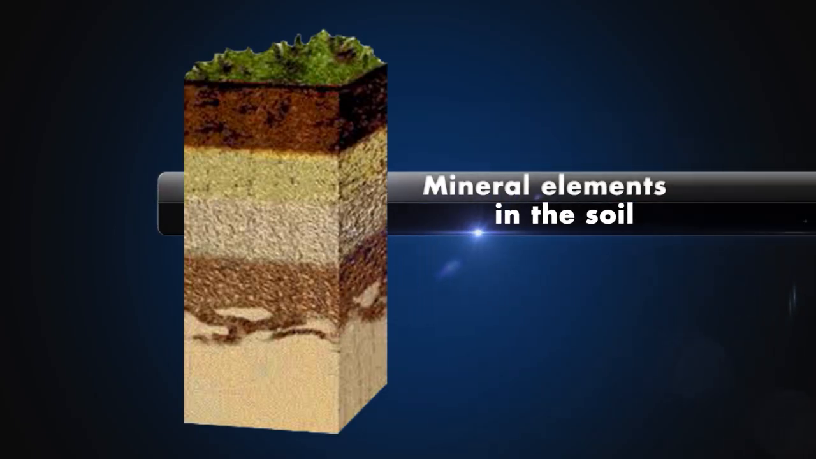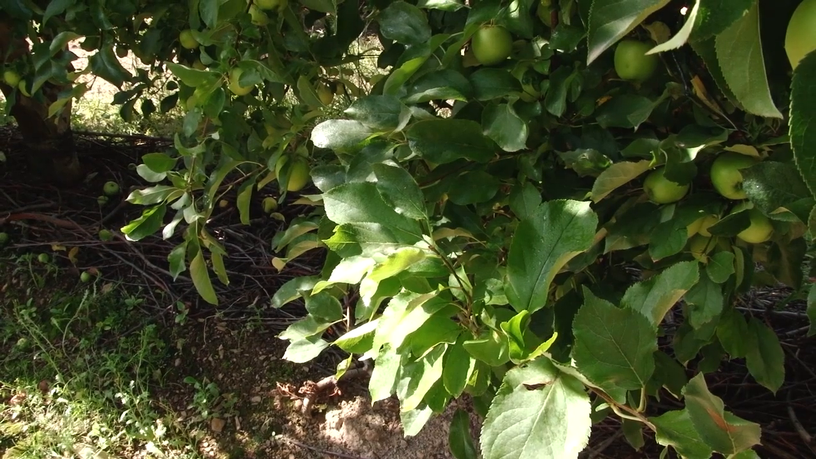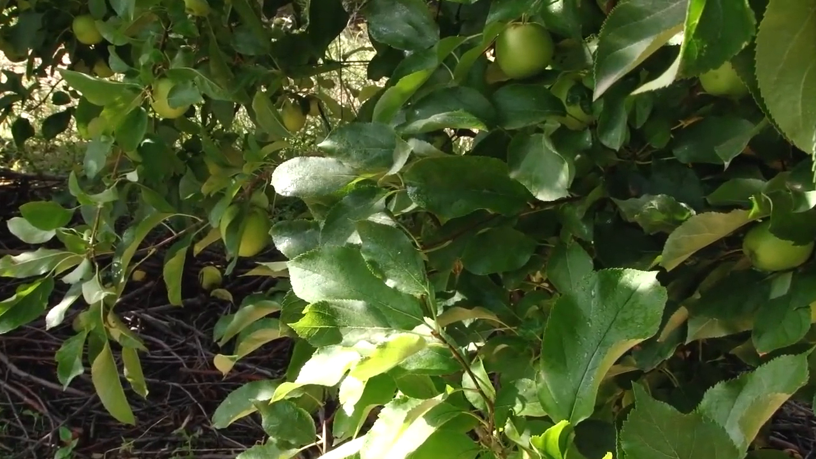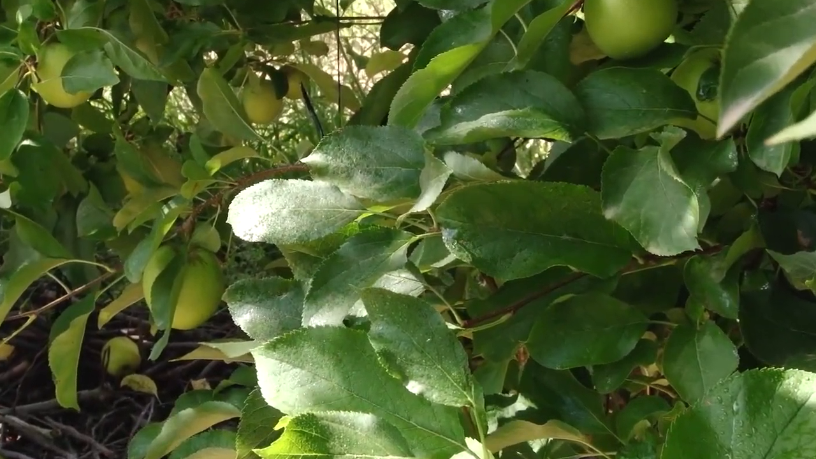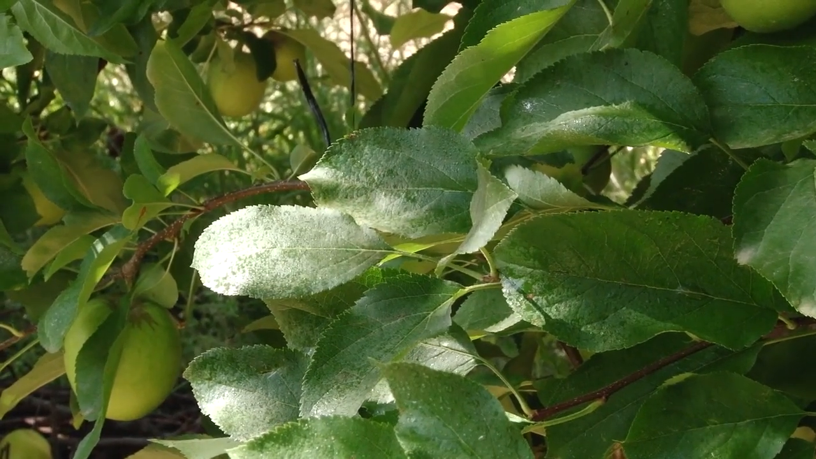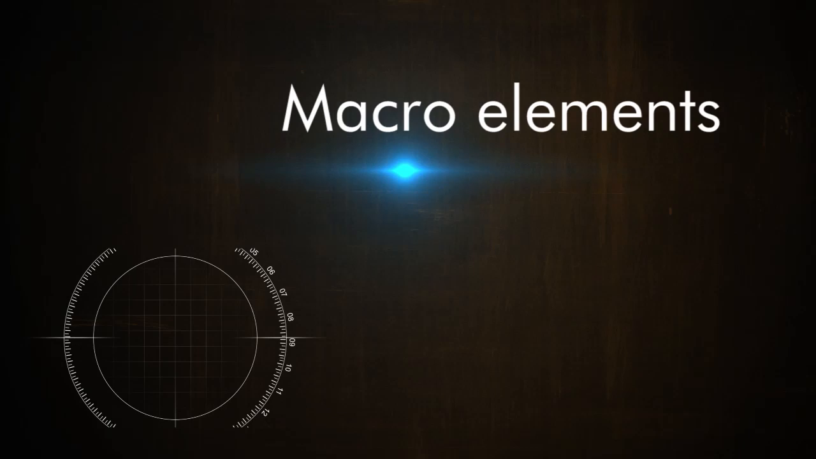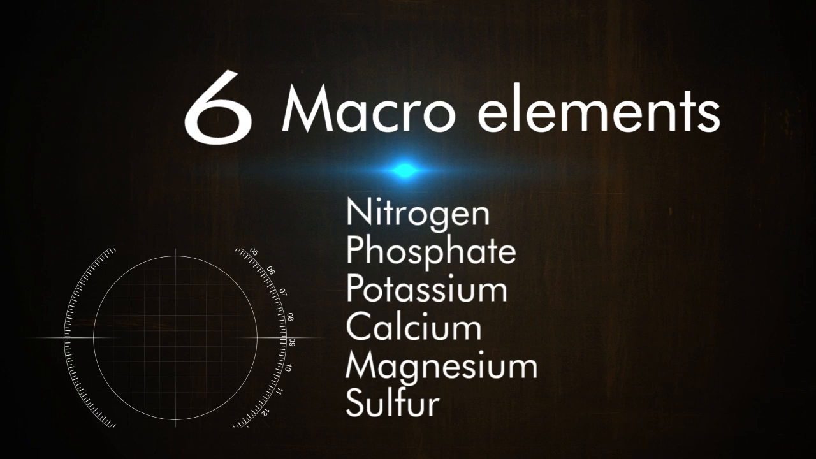There are many mineral elements in the soil. We're going to concentrate on 12 of them, the ones that are most used by the plant. Elements are divided into two groups, those which the plant uses a lot and those that the plant uses just a little of. The minerals that the plant uses a lot are known as the macro elements. There are 6 macro elements, and these are nitrogen, phosphate, potassium, calcium, magnesium, and sulfur.